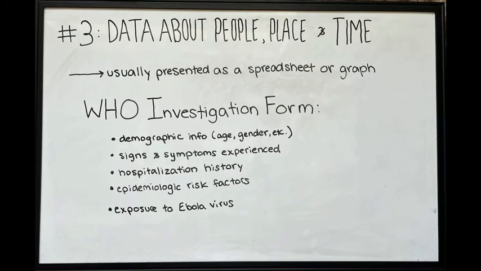Next is data about people, place, and time. During the outbreak, a routine World Health Organization case investigation form was completed for each person under investigation, which included demographic info and info regarding the disease, including signs and symptoms, hospitalization, epidemiologic risk factors, and exposure to Ebola virus.